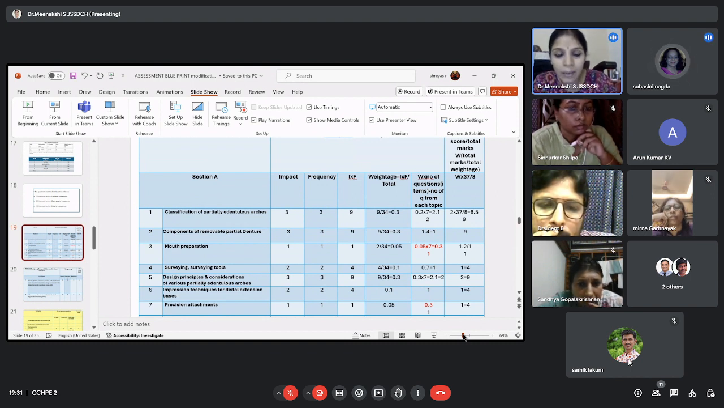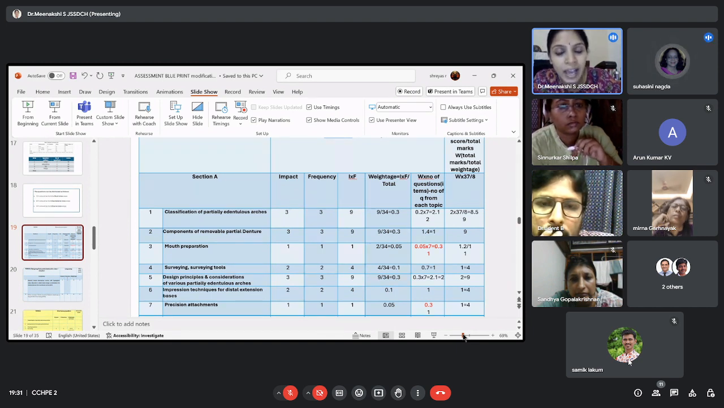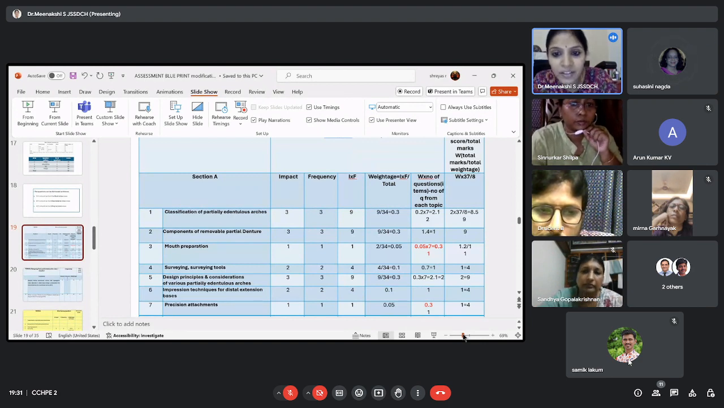Mouth preparation is also very important, no? Don't give impact as one. Yes, ma'am. We have reduced the impact because when we examined so many question papers, we got to know that only very few questions were asked for mouth preparation. They were asked as short notes, not as short essays or main questions, ma'am. Hence we have kept impact and frequency as only one.